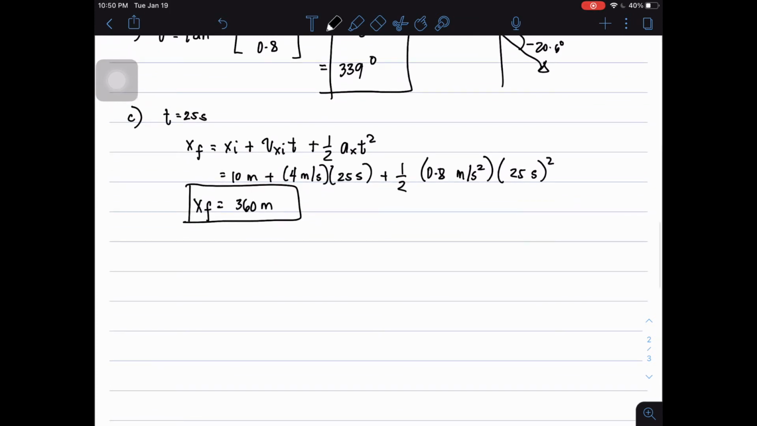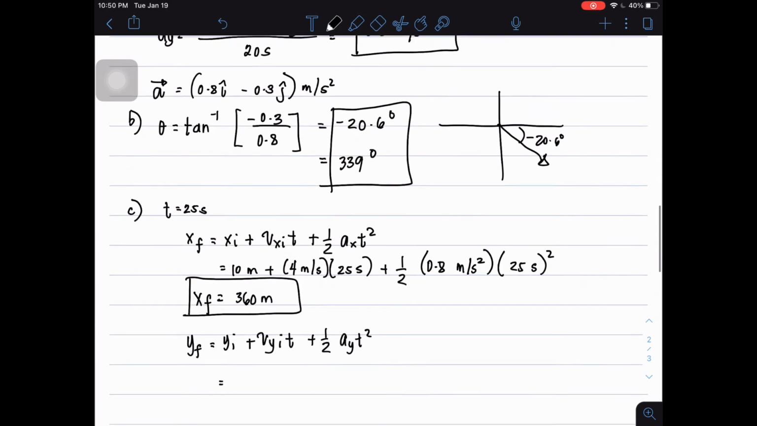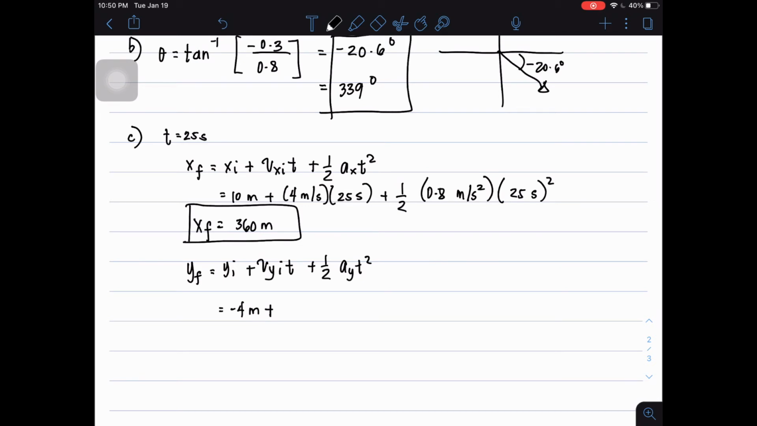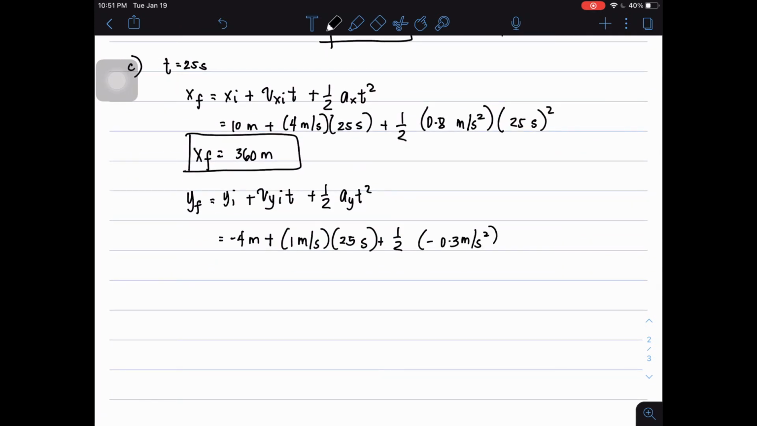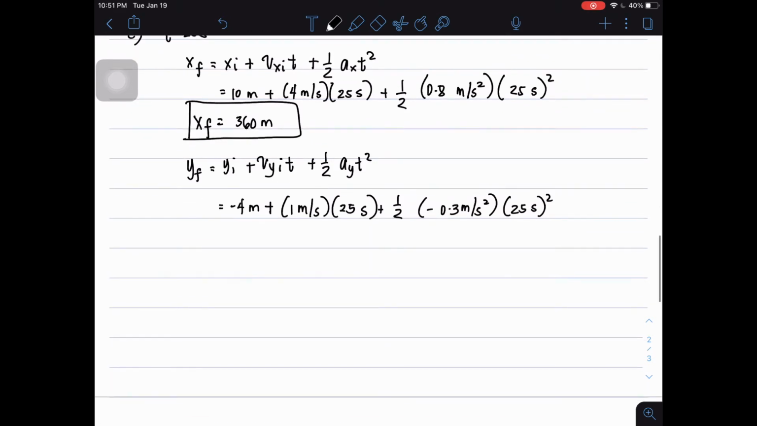Now let's have the y component. So using the same formula and applying the given parameters, the value of y sub f is equivalent to negative 72.7 meters.